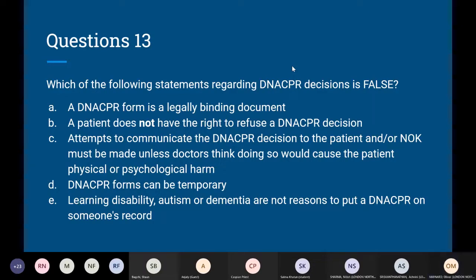Okay, so most of you going for the correct answer there. So A. Oh, don't know why I pressed that anyway. So a DNA CPR form is not a legally binding document, whereas all the rest of the statements are true.